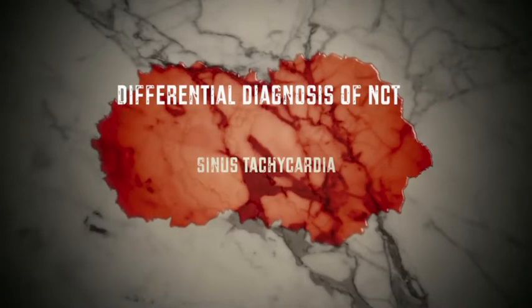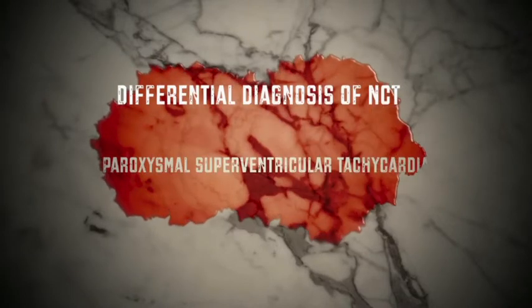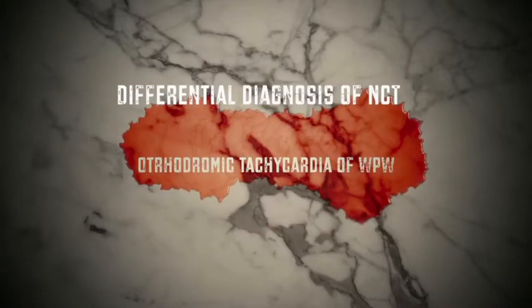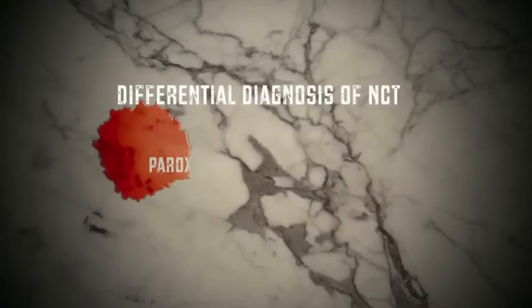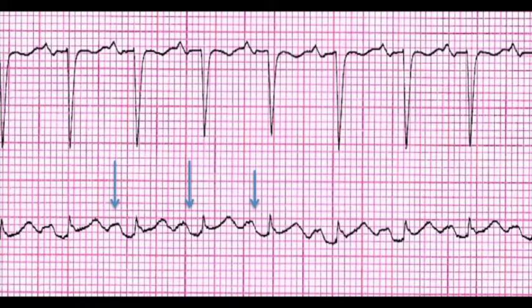The differential diagnosis of narrow complex tachycardias include: 1. Sinus tachycardia, 2. Atrial fibrillation, 3. Atrial flutter, 4. Paroxysmal supraventricular tachycardia, 5. Orthodromic tachycardia of WPW, 6. Multifocal atrial tachycardia, and 7. Paroxysmal atrial tachycardia.